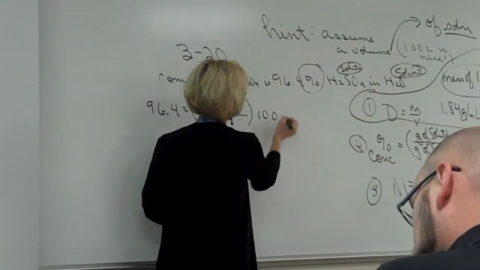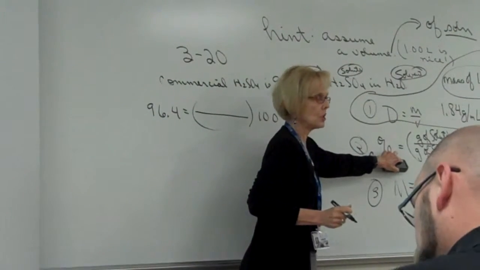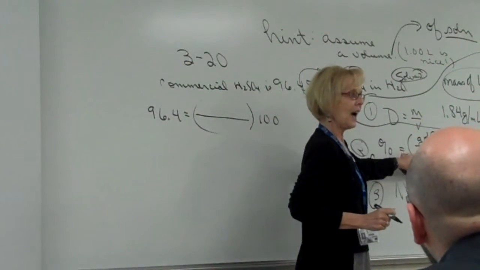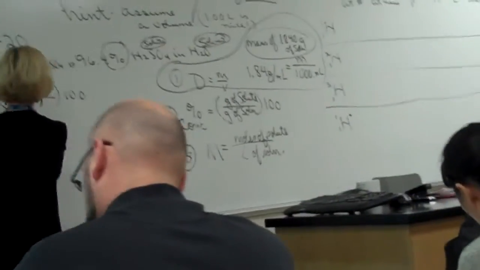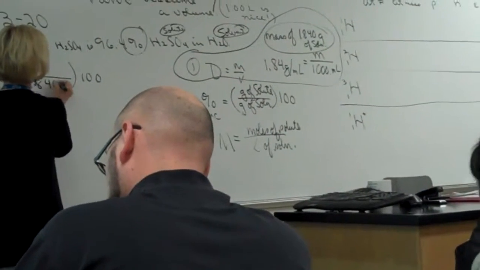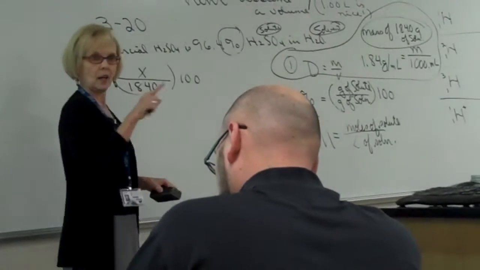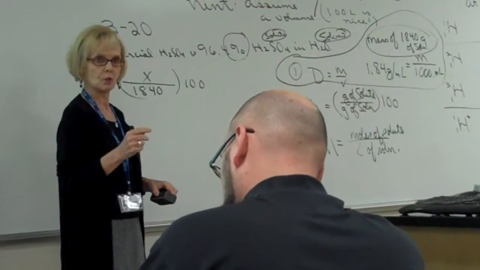We know it's times 100. We've got our equation. Now what do I have here? Do I know the numerator or do I know the denominator? Denominator. I know that I've got 1840 grams of solution and I can solve for grams of solute.